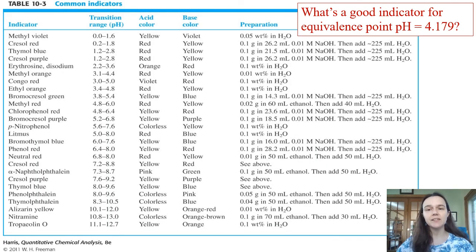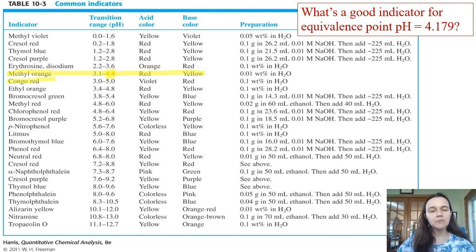One last topic is selecting an indicator for a given pH. Here, the question is what a good indicator would be if the equivalence point pH was 4.179. Looking up a common table of indicators, we have the transition ranges as well as the acid and basic form colors. Looking at the transition ranges, we see that methyl orange transitions from red to yellow at a pH of 3.1 to 4.4. Our pH of 4.2 is going to be right where that last red color goes away, and we're getting the yellow color right around 4.4.